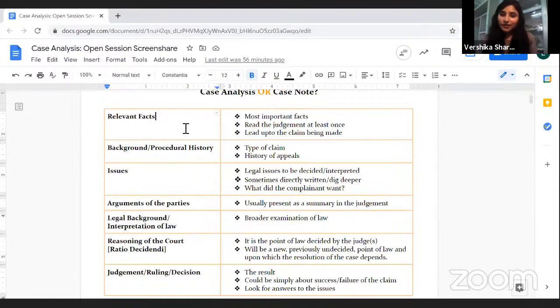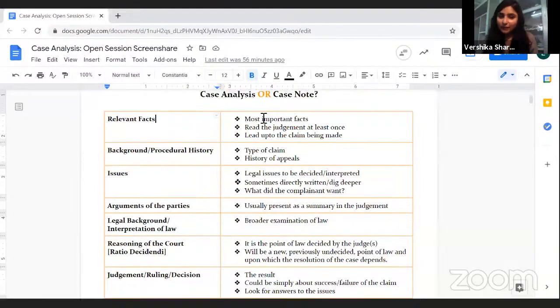Since this is an important part of case analysis, we need to understand how to figure these things out in a judgment, right? So I had kept small pointers about what relevant facts are. These are the most important facts, which of course you cannot really tell until you read the entire judgment and see what facts propel the judges to give the judgment that they did. These are the facts which actually lead up to the claim being made in the first place. So this is how you figure out relevant facts.